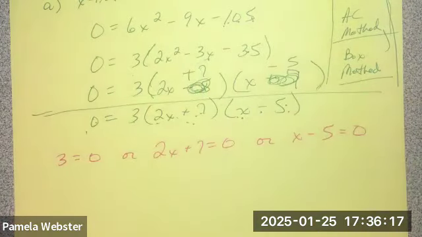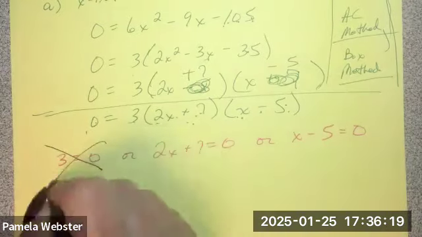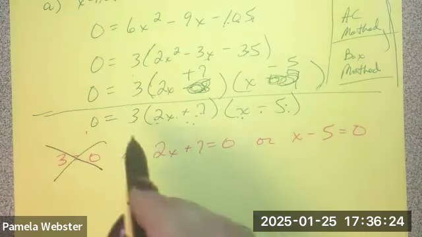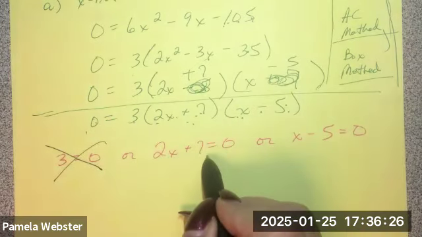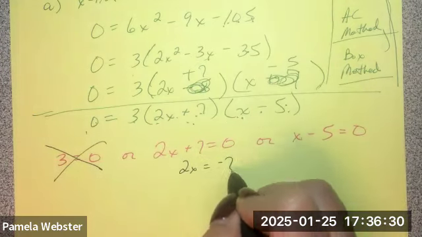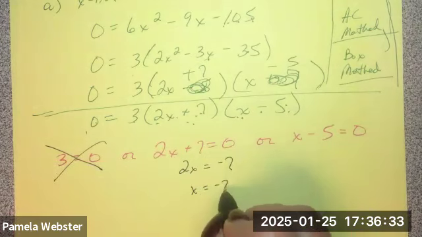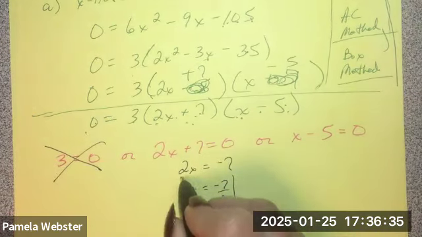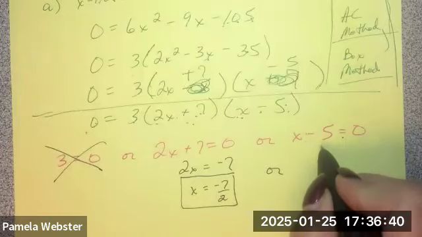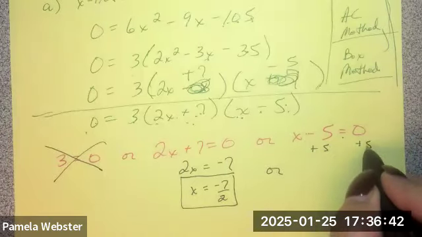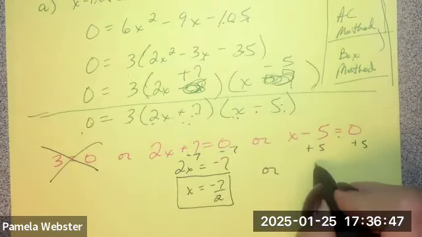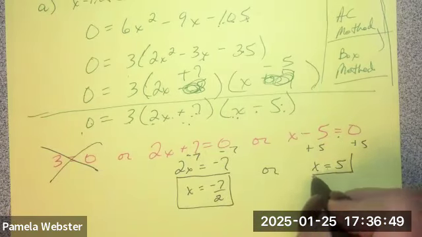Now, what do we think about 3 equals 0? That's not true. Okay, so now I look over here and I've got a nice linear equation, right? I can solve this guy. We did that last week. 2x equals negative 7. x equals negative 7 over 2, right? Or I just need to add this 5 over, right? I didn't write my little steps here. Sorry. That's what I did. Okay, so x equals a positive 5.